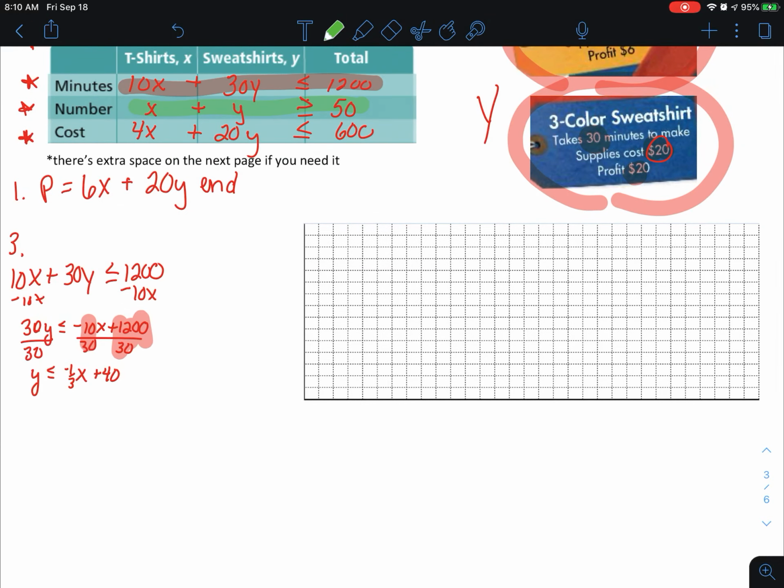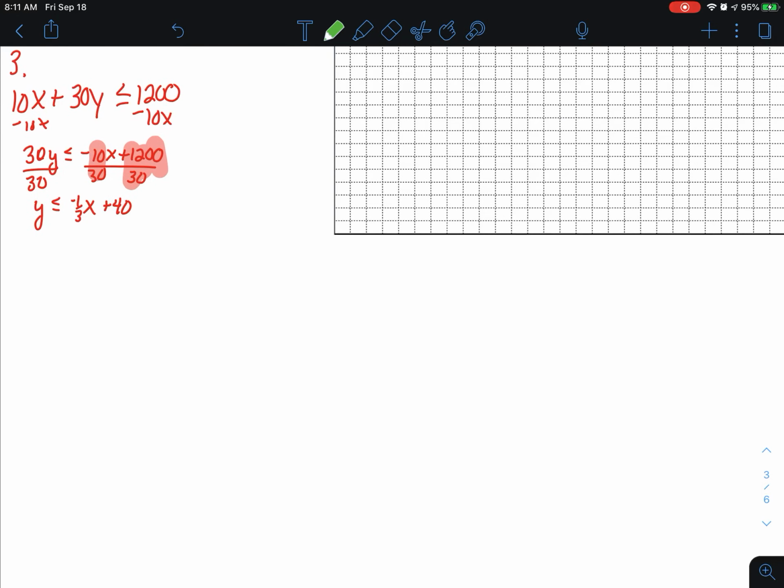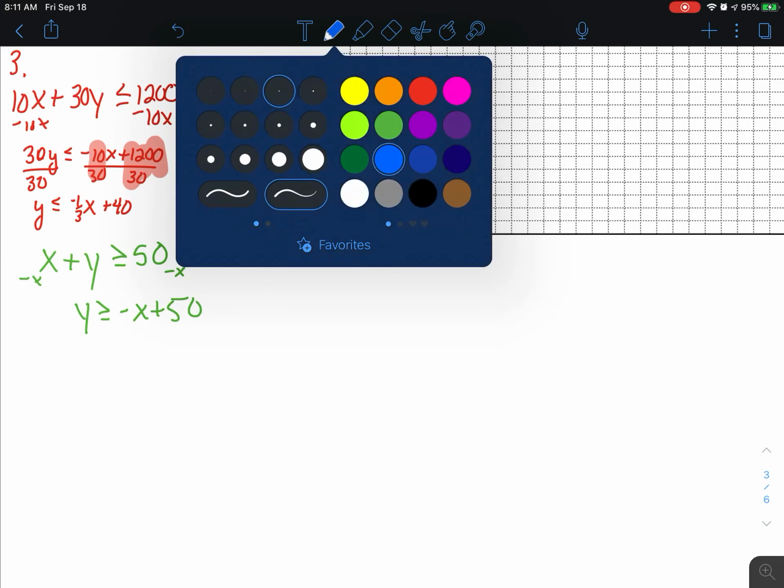so I can start seeing my different equations coming together. Okay, so I tried to give you a lot of room here. So my second equation was x plus y is greater than or equal to 50. So take over the x, because you're going to minus x, you get negative x plus 50.